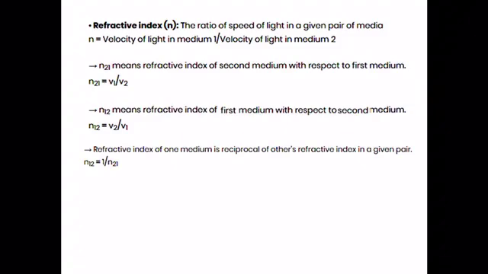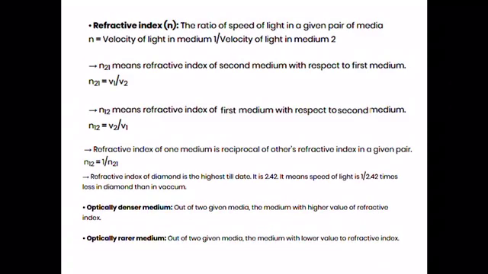Again I'll explain. N21 is the refractive index of second medium with respect to first medium, that is the velocity of first divided by velocity of second, whereas the other one is the refractive index of first medium with respect to second medium, that means velocity of second divided by velocity of first.